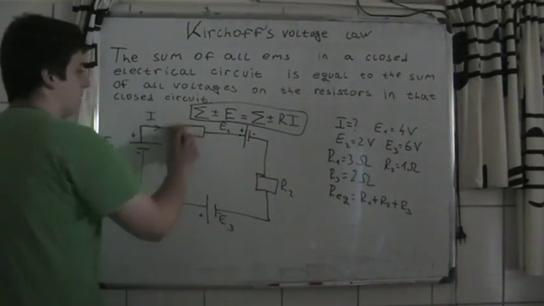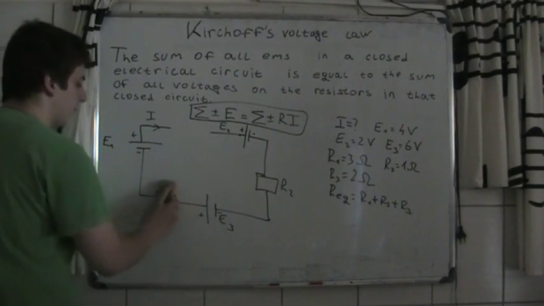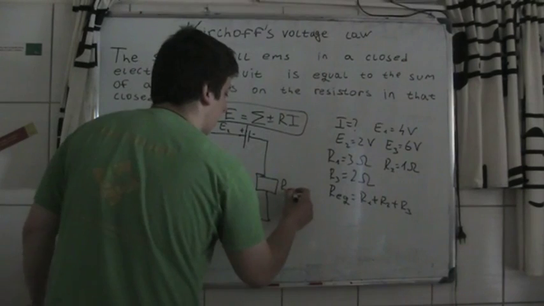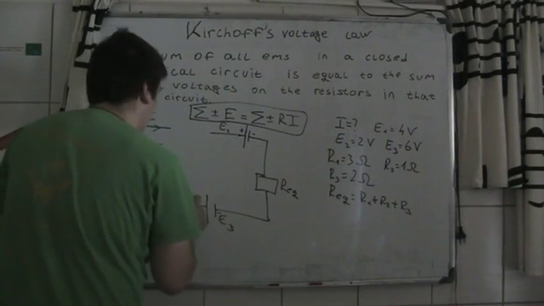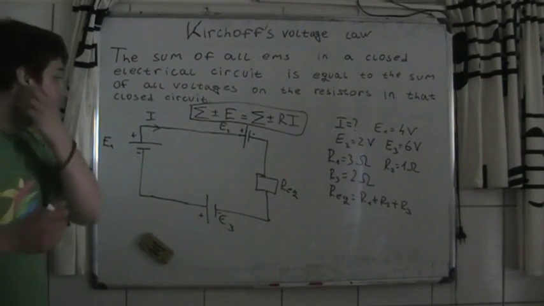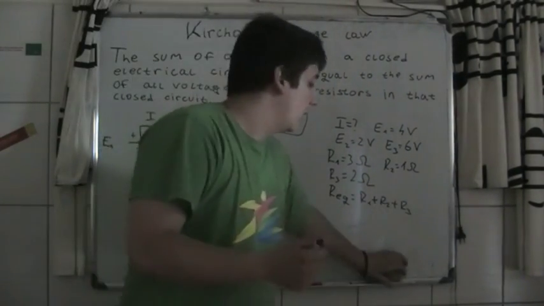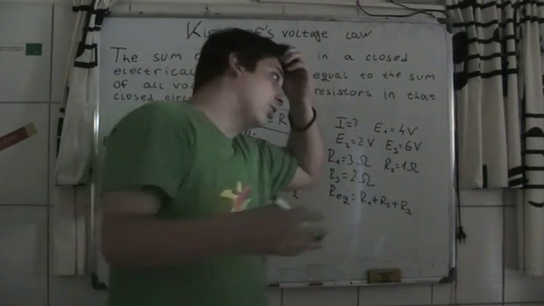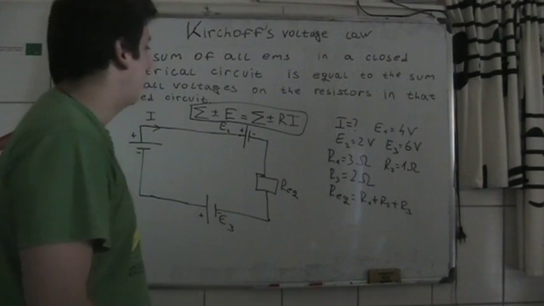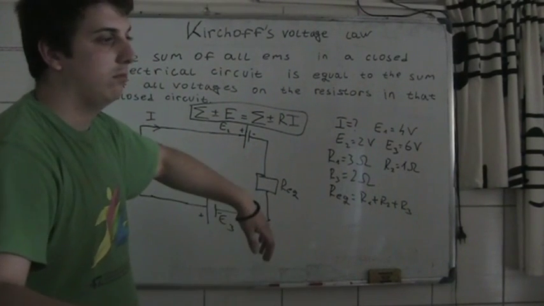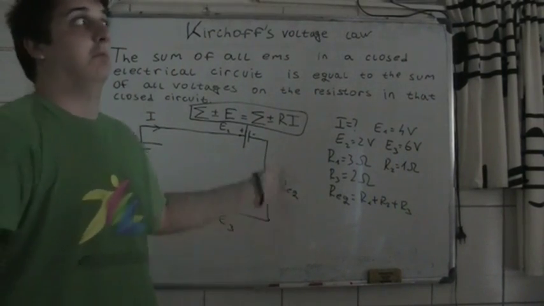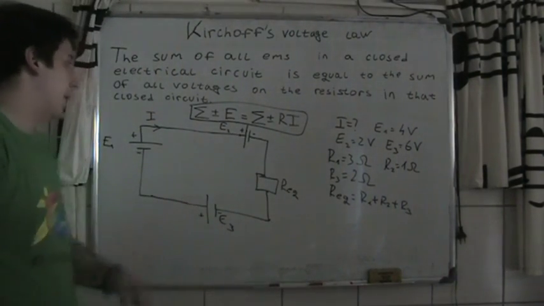So now I can remove this one, remove this one. Here I'll just put R equivalent. Now we have this electrical circuit. So how do we do these problems? Sorry, I have bad English.